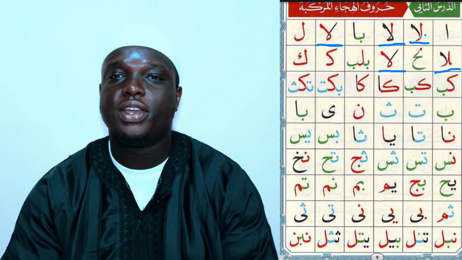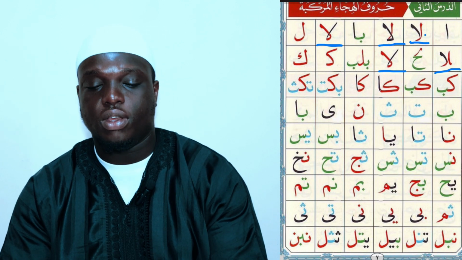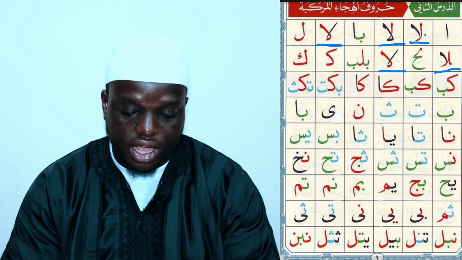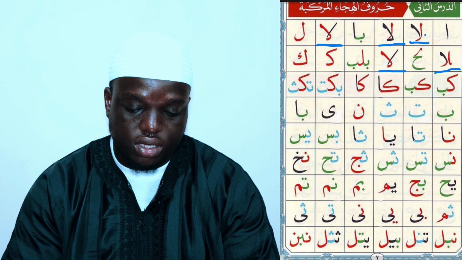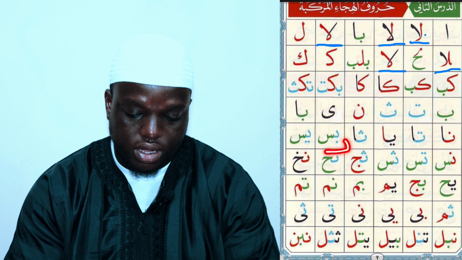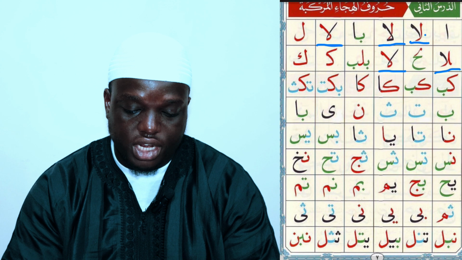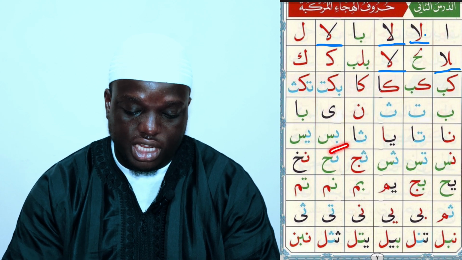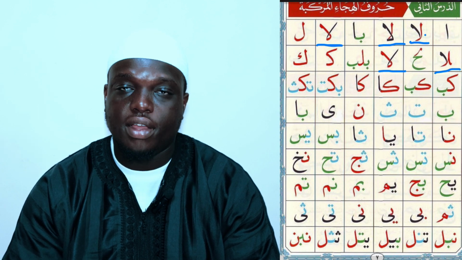Am I going too fast? If you need to replay the video, go back, or rewind, please take the time to do so. All right. Now the next letter. What letter is this, this first letter? We see the shape. Now it has one dot below, so we know this letter is ba.